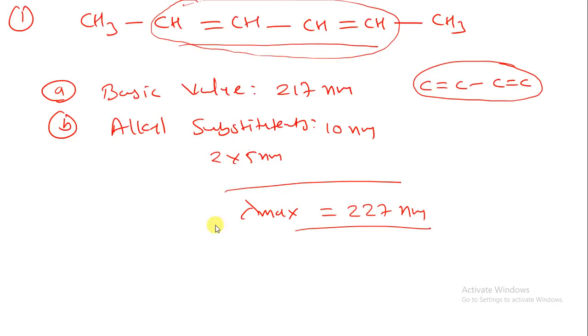Here there is no exocyclic double bond, no extended conjugation, and no ring present, so there is no question of ring residue, and no other substituent is present. So I have only two contributions: the base value and the alkyl substituent. There is no other possibility for this structure, so the lambda maximum is equal to 227 nanometer. Now let us understand one more example of this type of lambda maximum calculation.